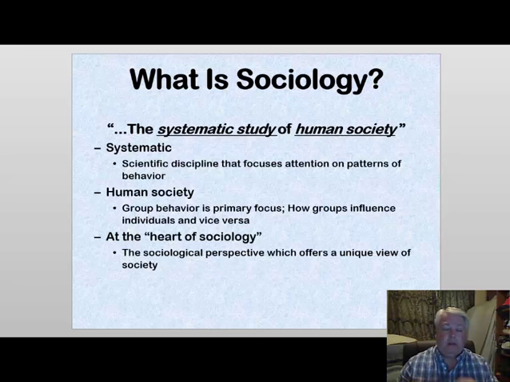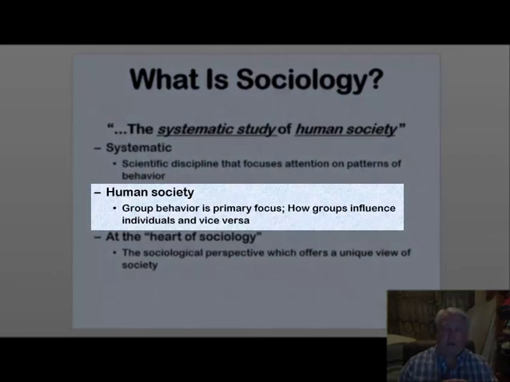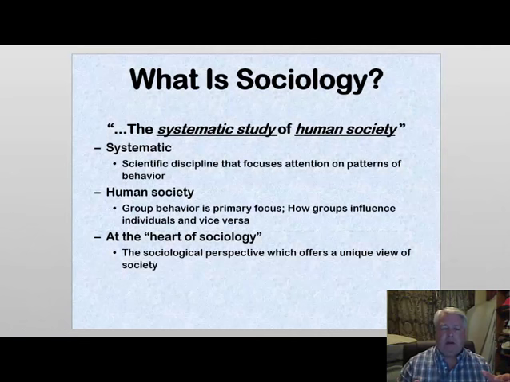Now, the difference here between ourselves in sociology and my sisters and brothers in psychology, I have degrees in both, actually, so this is something I know quite a bit about. The big difference is that we focus on aggregate behavior. We focus on groups. So when it says the systematic study of human society, what we mean by human society is that group behavior is our primary focus. We do, in fact, pay some attention to individual behavior, and that's where there's this crossover between psychology and sociology, in that there's a bridge between the two that exists in both disciplines.